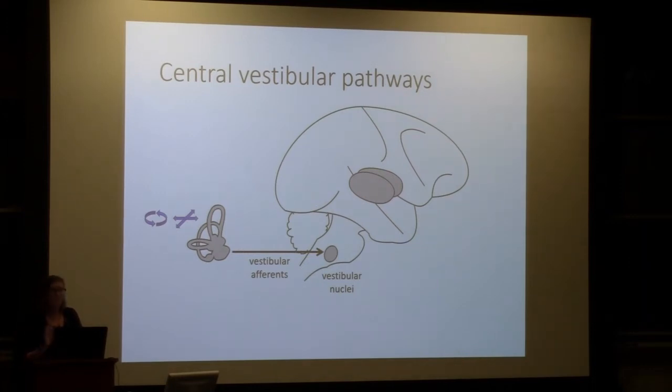So the first one is the vestibular ocular reflex pathway. You have vestibular information that goes into the vestibular nuclei and generates reflexes within 3 neurons. You have a vestibular afferent, which comes through the 8th nerve, a shared nerve with the auditory system, and goes into a central nucleus.